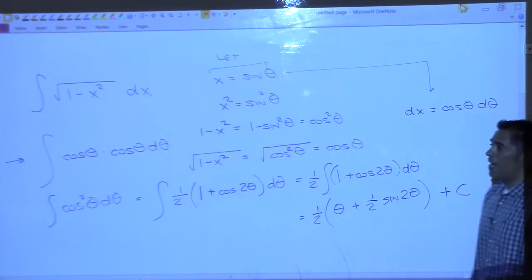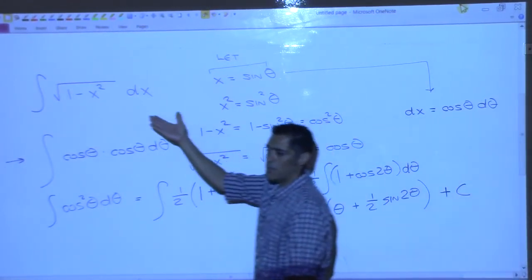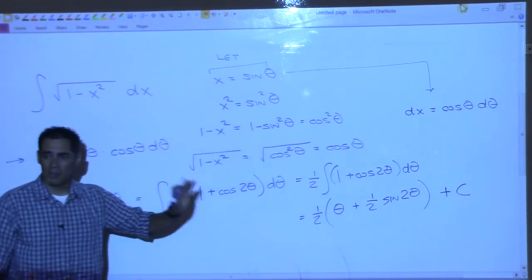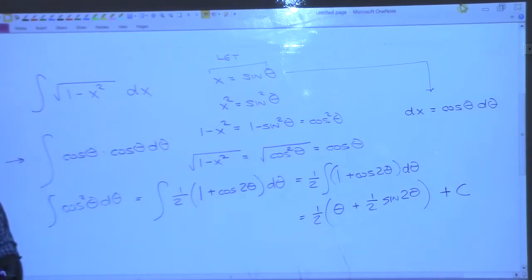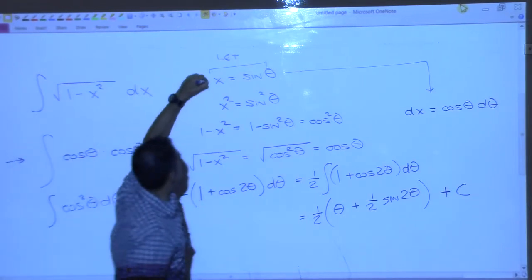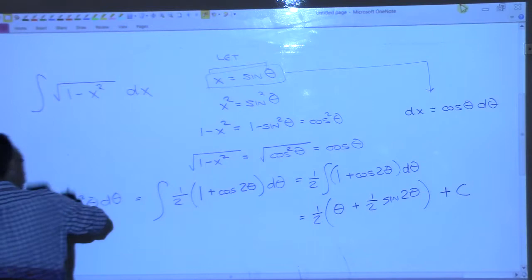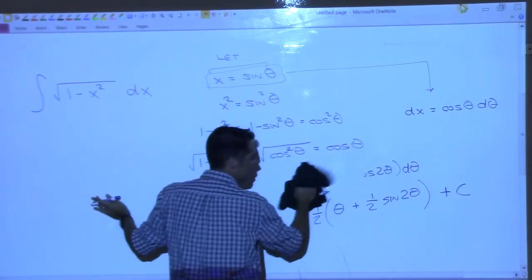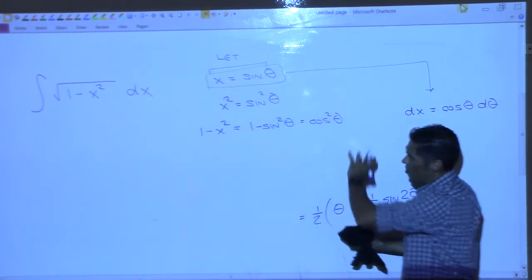Okay, now we have to get back to where we started because we started with a problem in terms of x. And we've now got an answer in terms of theta. So we've got to somehow get from theta back to x. Yes? We're going to use this thing that we used right here. I'm going to leave that right there because that's our answer, right? And I'm going to leave that there because that's what we started with.